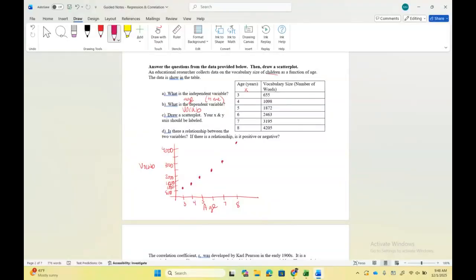Okay, so if I was to draw what we call a line of best fit, ooh, that's off a little bit. All these points, first of all, this is going up, so this is a positive relationship. And I would also argue it's a pretty strong relationship. Those points are all pretty close to the line.